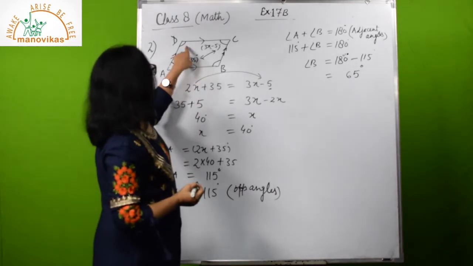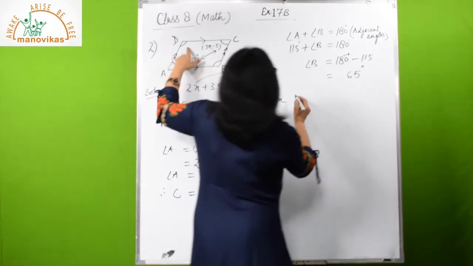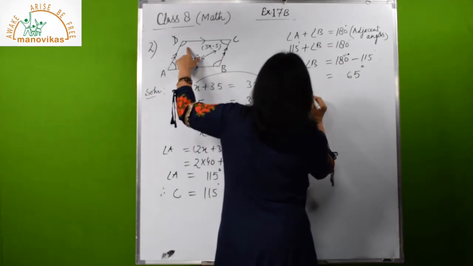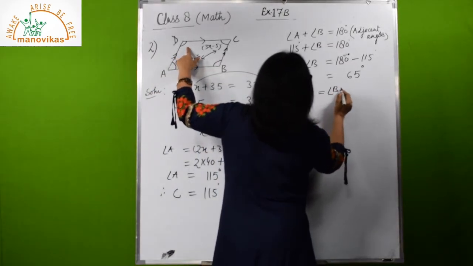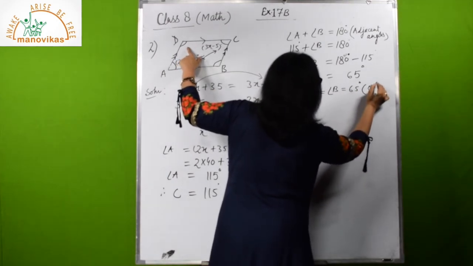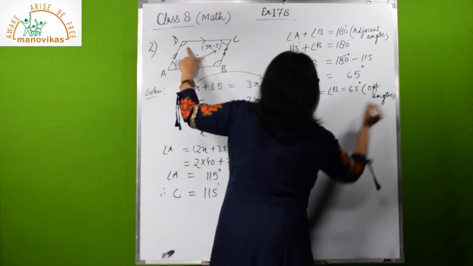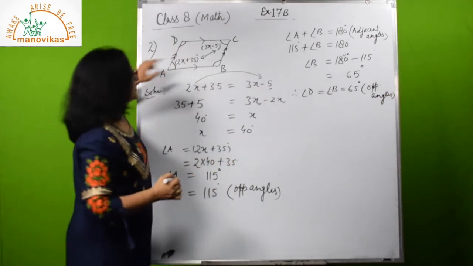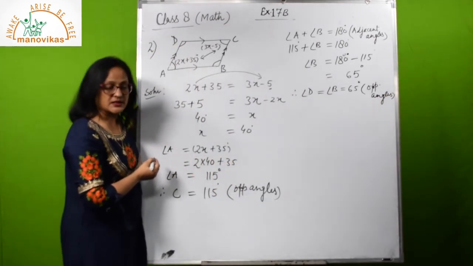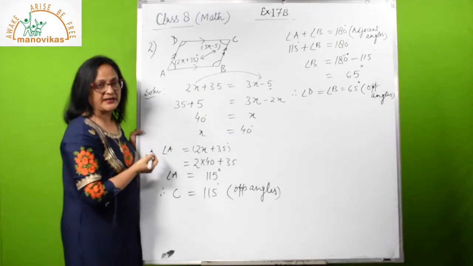Now because B and D are opposite angles, they will be equal. Therefore angle D is equal to angle B, this is equal to 65 degrees. Why? Because they are opposite angles. So you have to mention this also. So this way we have found all the four angles by using the opposite angle and adjacent angle property of a parallelogram.